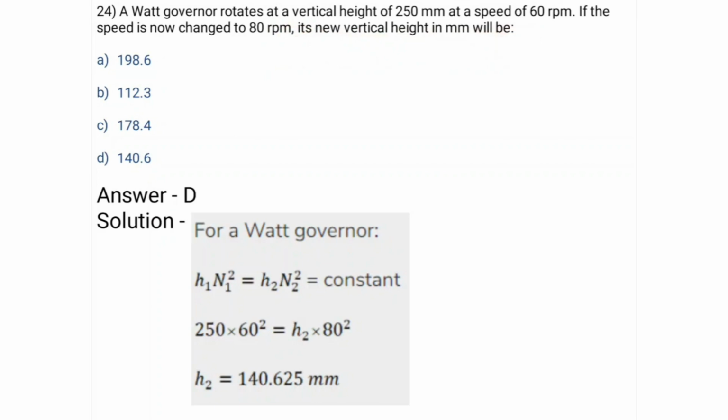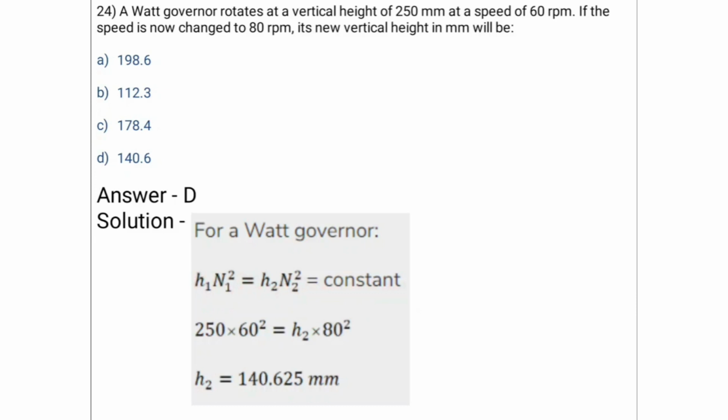So if you think about the Watt governor, the required expression, in the previous question we have also covered that the required expression for a Watt governor, that is nothing but height h is equal to 895 by n square. So h into n square is equal to 895, which means 895 is a constant term. So we can write here for Watt governor, h1 into n1 square is equal to h2 into n2 square is equal to constant. Just simplify, just put the values here.